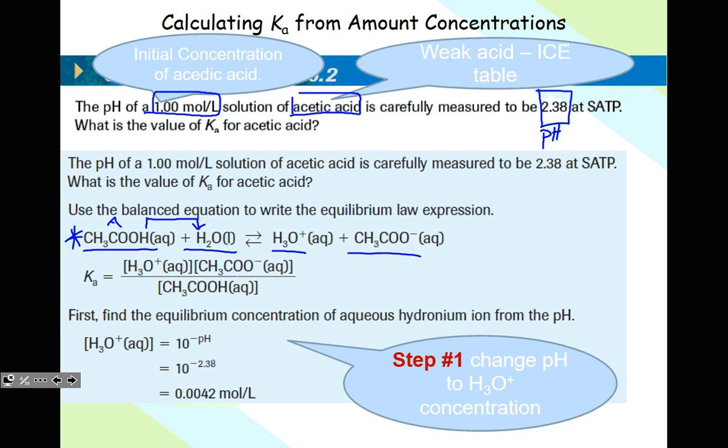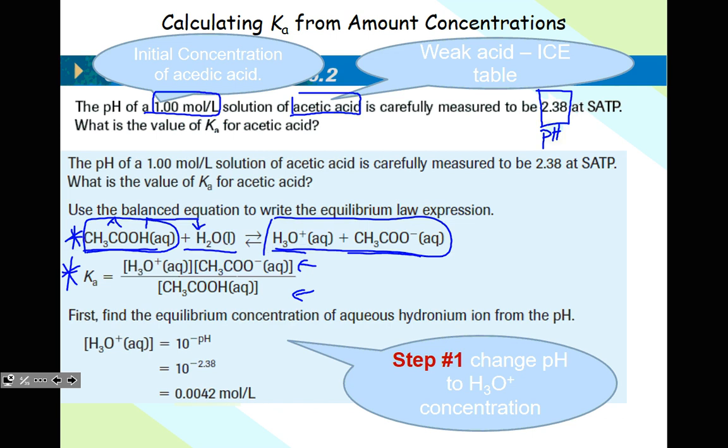Okay, so when we have that all figured out, then we can write our Ka expression. It's your products over your reactant, right? So here's my products over my reactant here, which is basically just your acid. So cool, let's get this all set up.